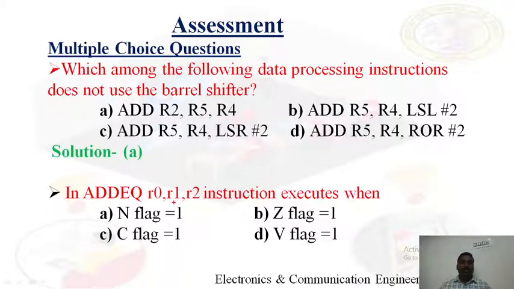Now can you tell me which flag it will check? It will add R1 and R2 and store the result into R0 only when the equal condition exists. How is this condition tested? The condition is tested in the flag register, the CPSR register, in the conditional flags. Now what's the answer? The answer is B, that is the Z flag. Whenever the Z flag is set to 1, this instruction will get executed. Otherwise this addition will not be performed.